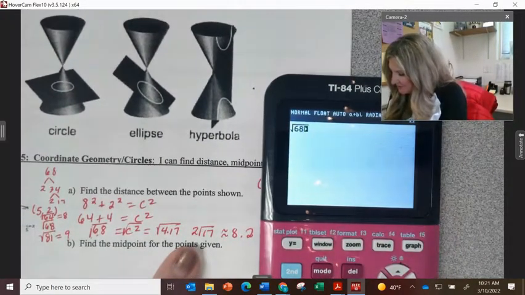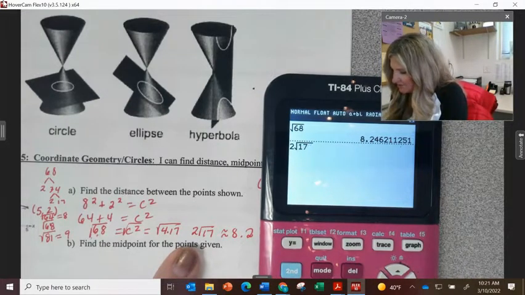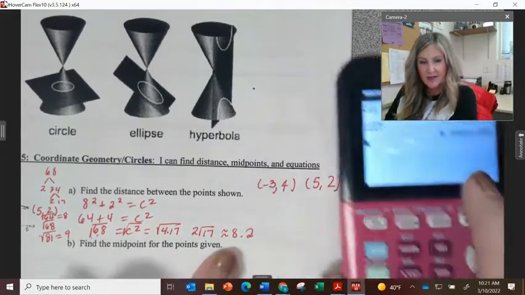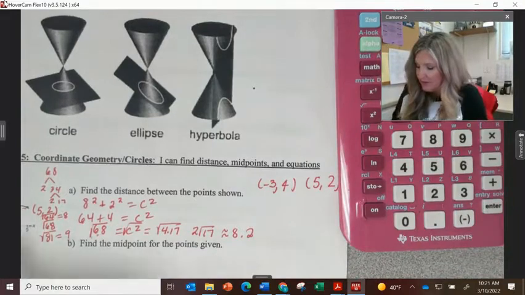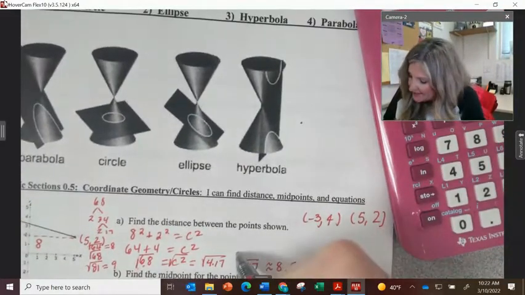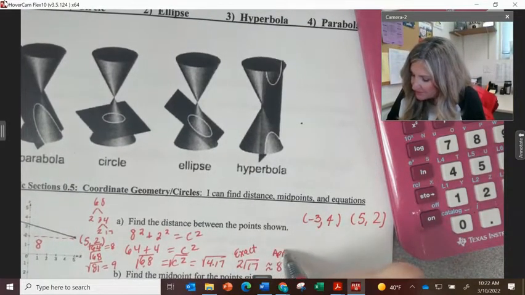I can put in square root of 68, or I can put in 2 square root 17. These should be the same thing if I simplified right. And so 8.2, okay, and that's what we guessed it at. So that's going to be our approximate distance there. It's about 8.2. Again, this would be the exact simplified distance, and this is the approximate.